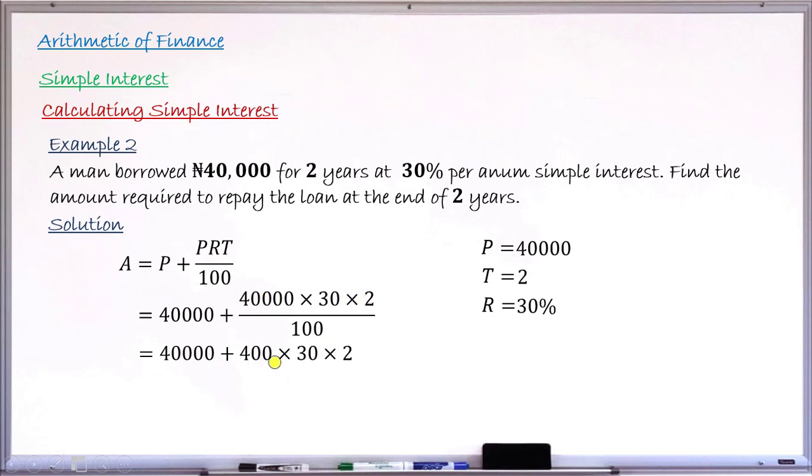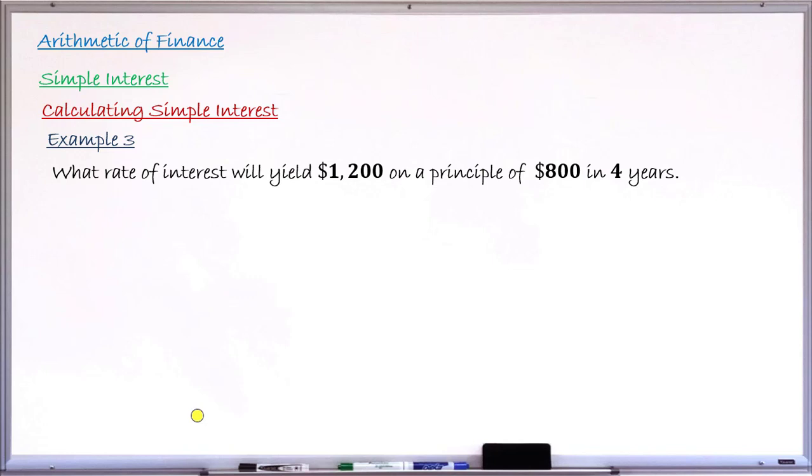So multiplying before the addition, you now have 400 times 30 times 2 gives you 24,000. And adding 24,000 and this 40,000 gives you 64,000. So what the man is now going to pay the bank after 2 years is 64,000. So let's just move and take another example.